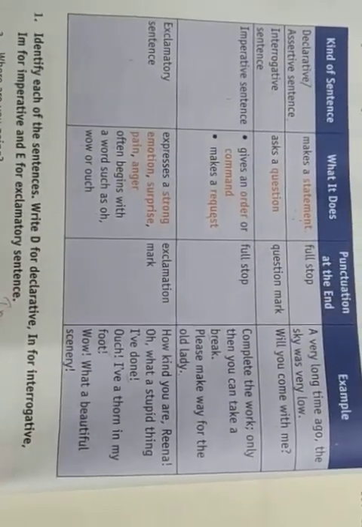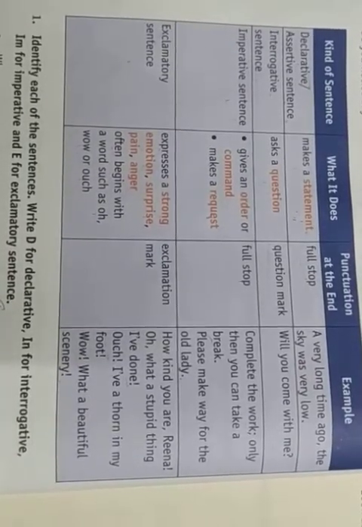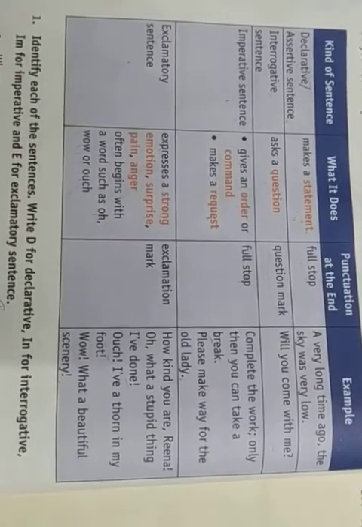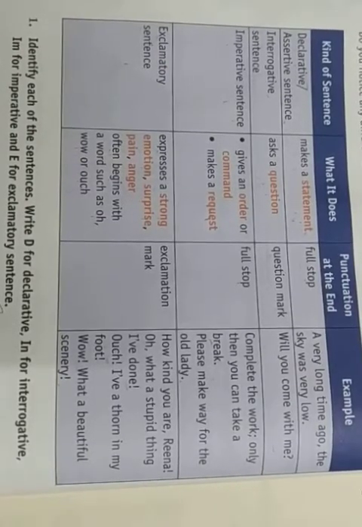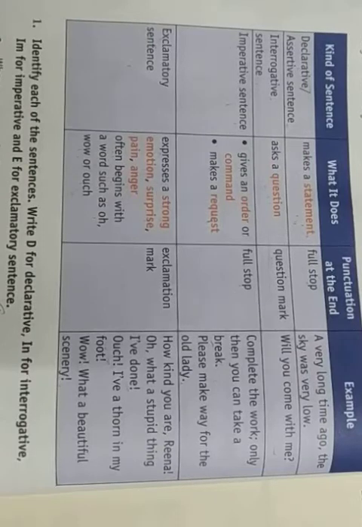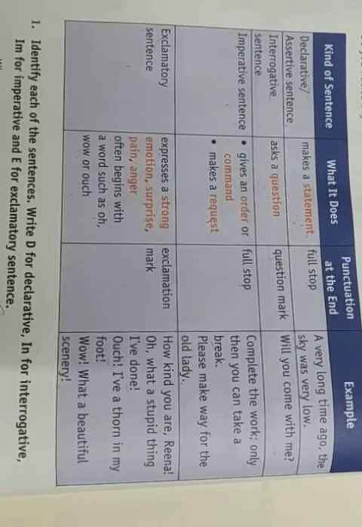Clear. So, read this table thoroughly and get familiar with the declarative sentence, assertive sentence, interrogative sentence, imperative sentence and exclamatory sentence. These are the kinds of sentences. Okay.